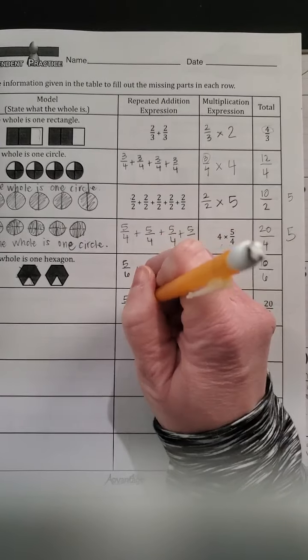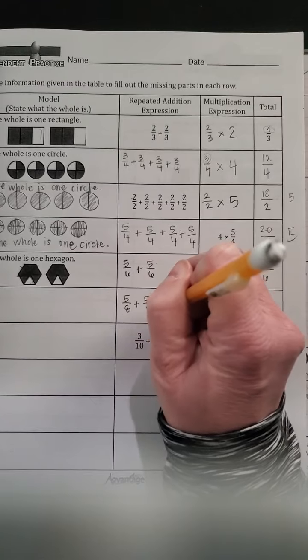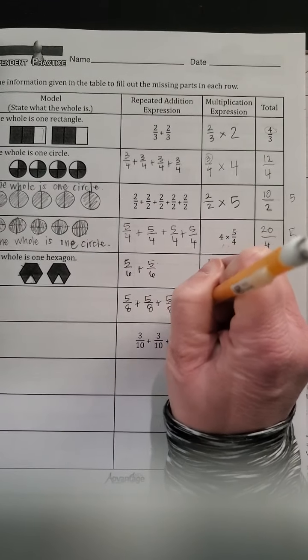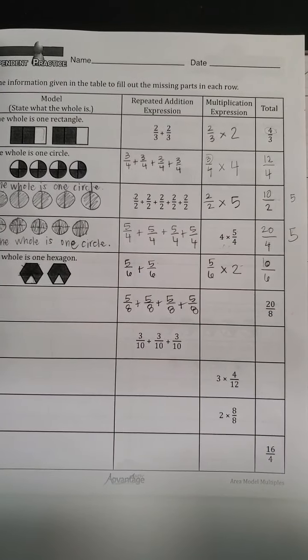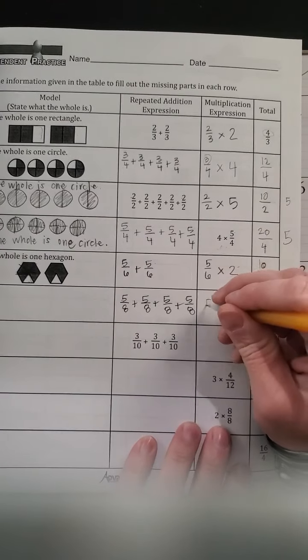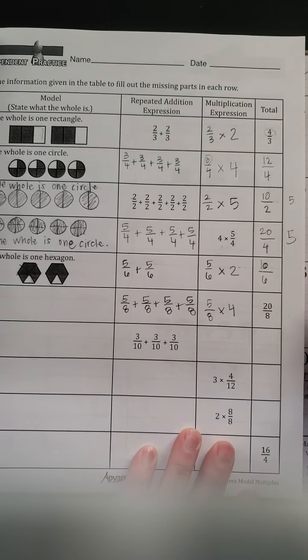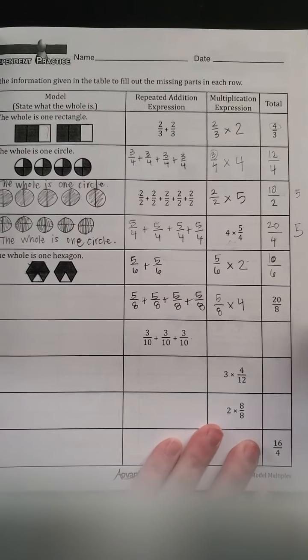Yes, it will. 5/8 plus 5/8 plus 5/8 plus 5/8. Do we get 20 in the numerator? 5, 10, 15, 20. We sure do. So 5/8 times 4 gives us our 20/8.